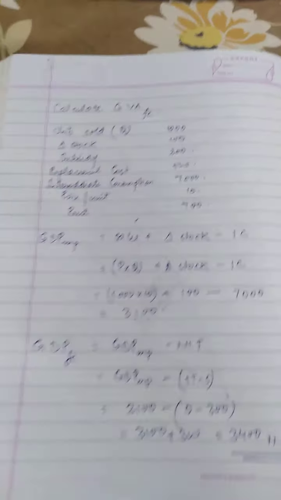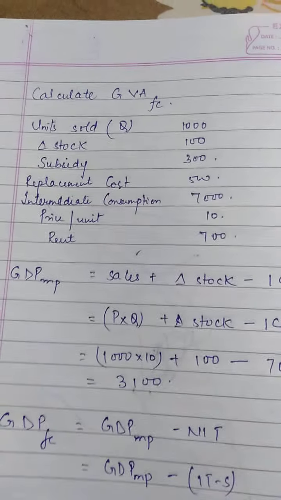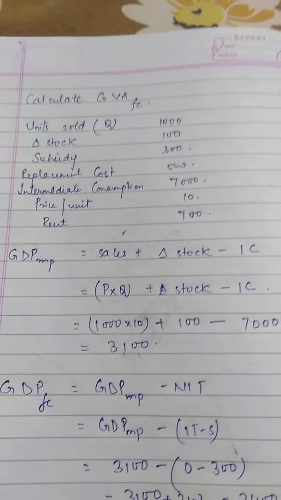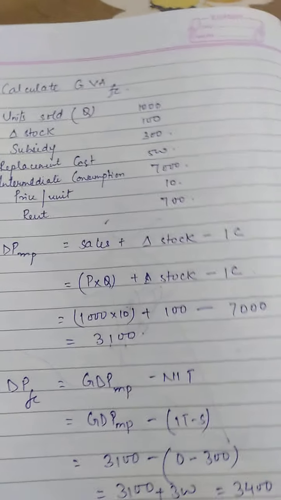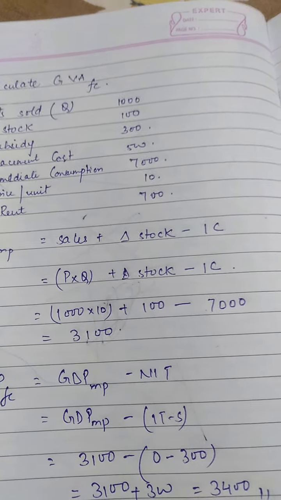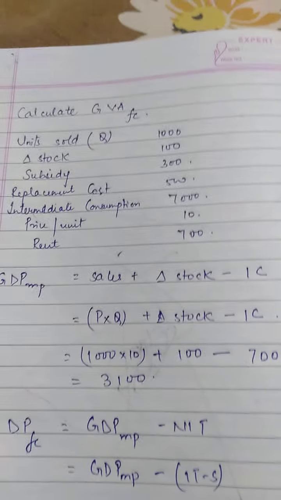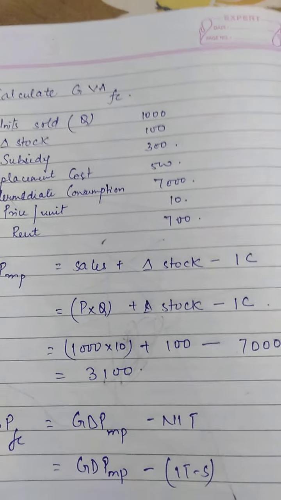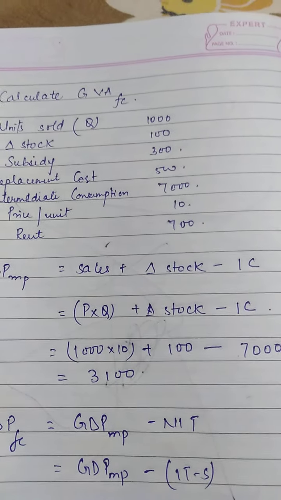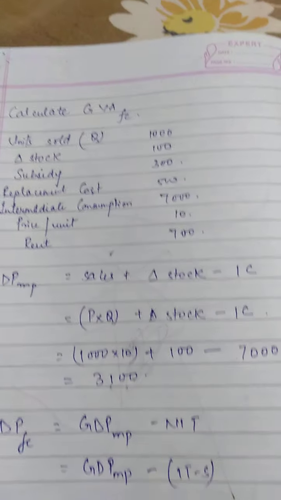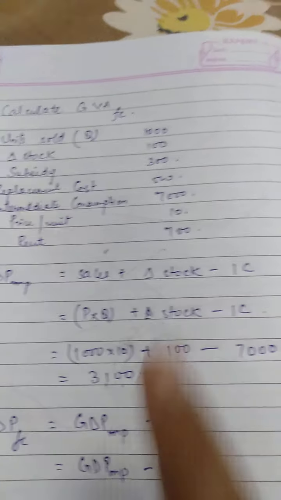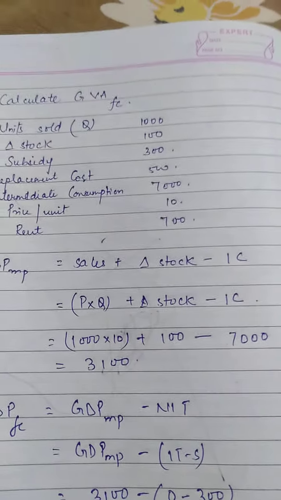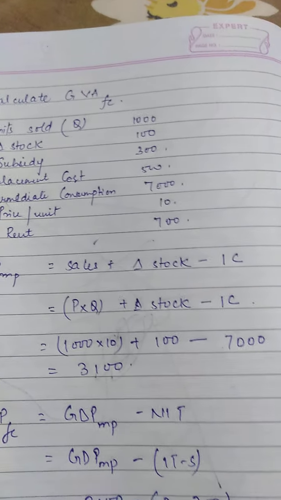Now understand one thing, the formula, where initially I am writing the formula to calculate GDP-MP, is sales plus change in stock minus intermediate consumption. As I told you, sales is nothing but price into quantity. So you can see over here the value of price is given as 10, while the units sold is 1000. So total sales becomes 1000 into 10, that is 10,000.